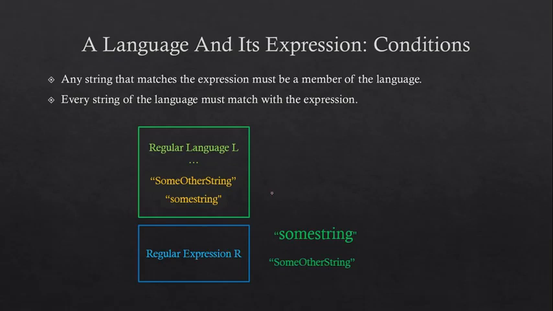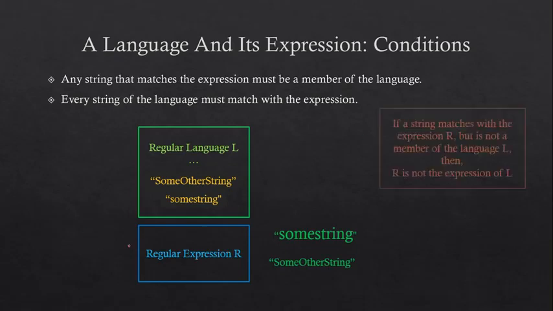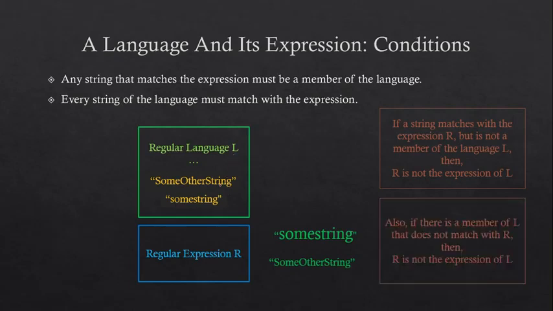So what does it tell us? Well, if there is a string that matches the expression but lies outside the boundary of the language, then this expression cannot be the regular expression of this language. Similarly, if there is a member of L somewhere that does not pass the test of this expression, the expression cannot be the expression of this language either. So these are the two conditions that must be maintained for an expression to be considered a regular expression for a specific language.